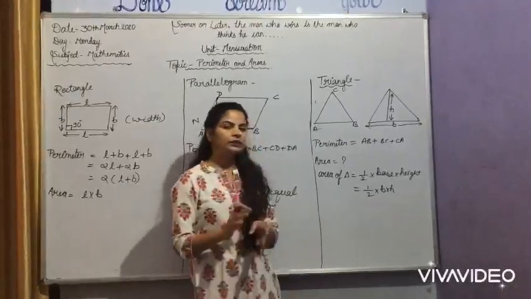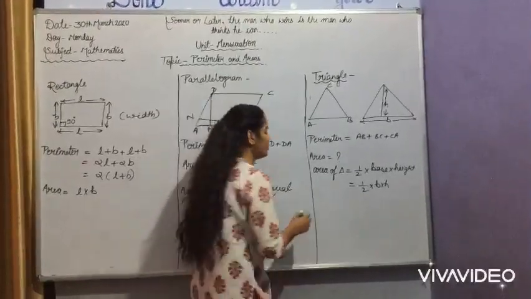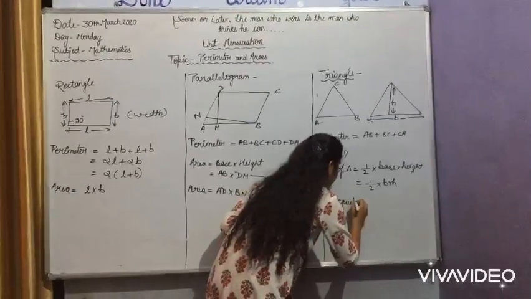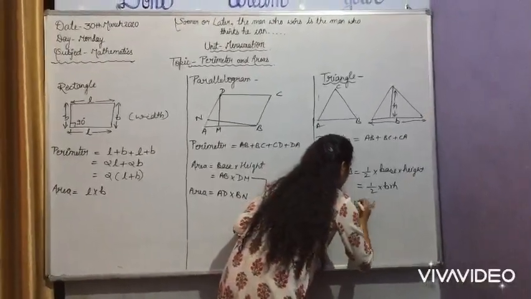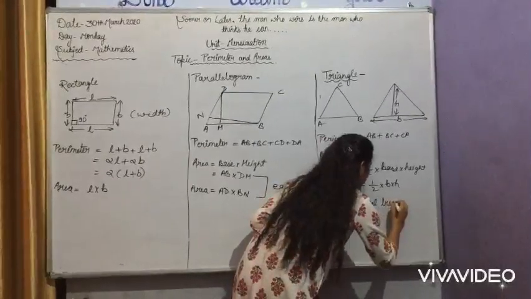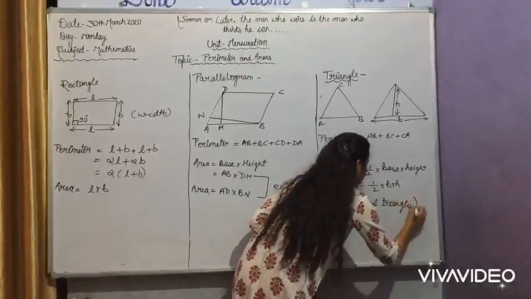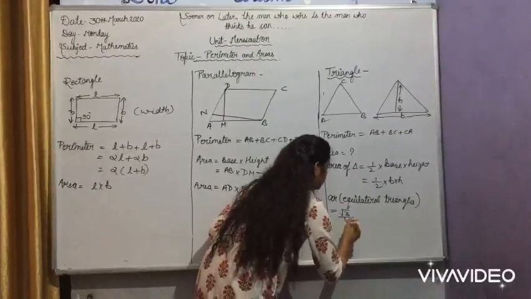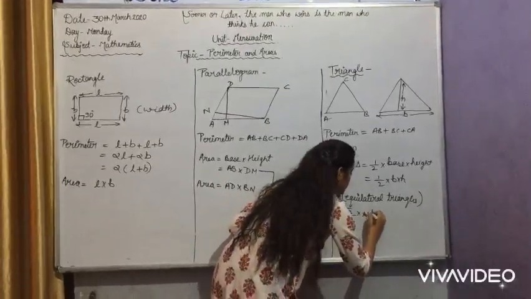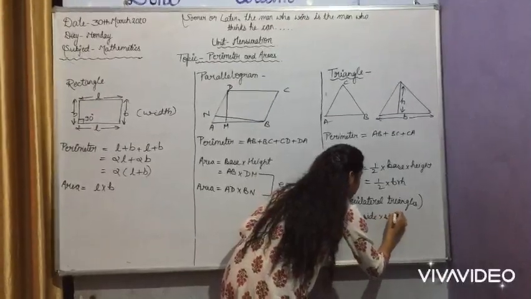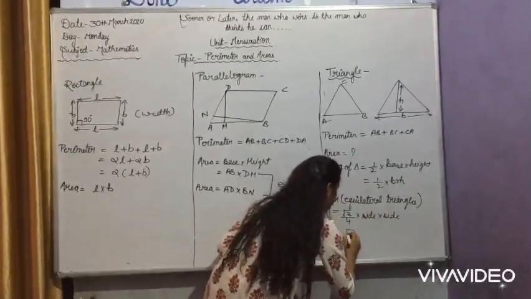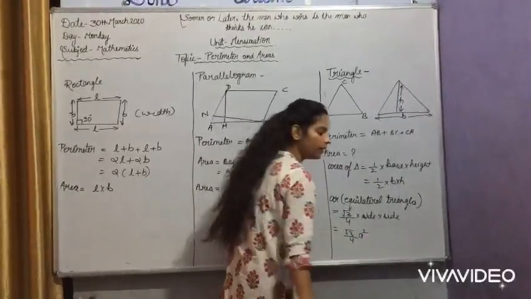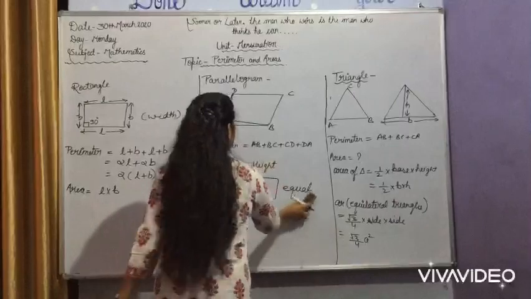Now there is another formula which you can use to find out the area of equilateral triangles. Area of equilateral triangles is given by root 3 by 4 multiplied by side multiplied by side. That means root 3 by 4 a square. Why a square? See here.